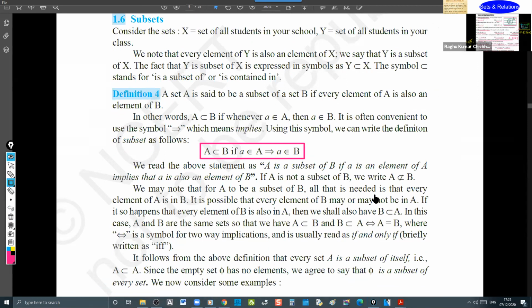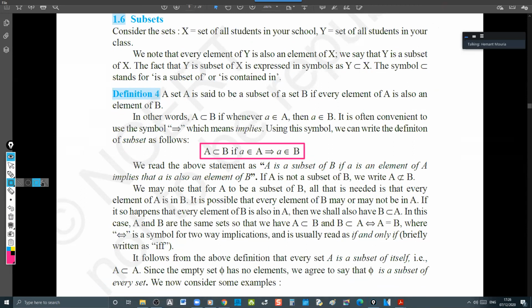Okay, Maurya, can you read this? The one in the box. Not only that, the paragraph below it. All right, sir. A is a subset of B if a belongs to A implies a belongs to B. We read the above statement as: A is a subset of B if a is an element of A implies that a is also an element of B.